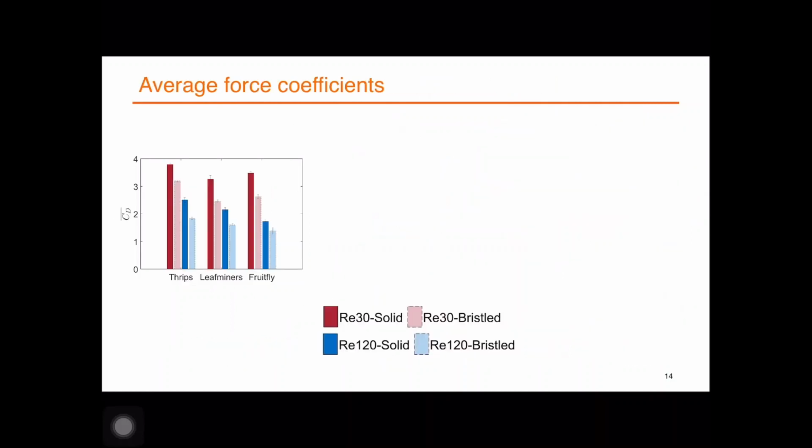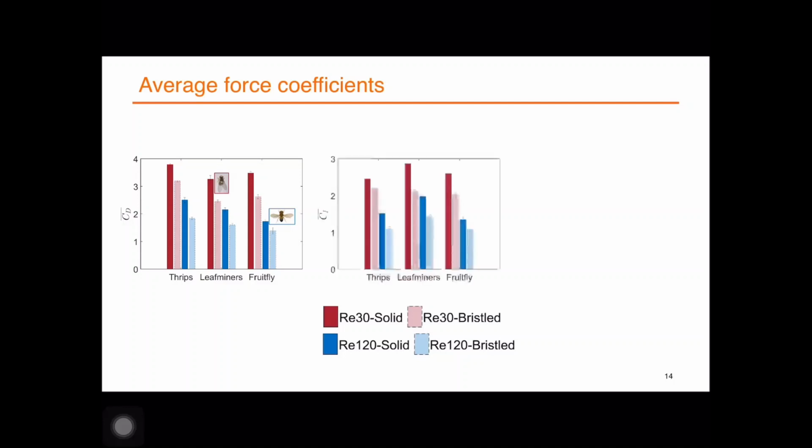Here we are looking at average drag coefficient throughout the cycle for three wing kinematics at Reynolds number 30 and 120. Overall, we see noticeable drag reduction for bristle wing compared to solid wing at Reynolds number 30 compared to Reynolds number 120. For Reynolds number 30, represented in red color, Leafminer kinematics showed lower drag coefficient. For Reynolds number 120, represented in blue color, Fruitfly kinematics showed lower drag coefficient.